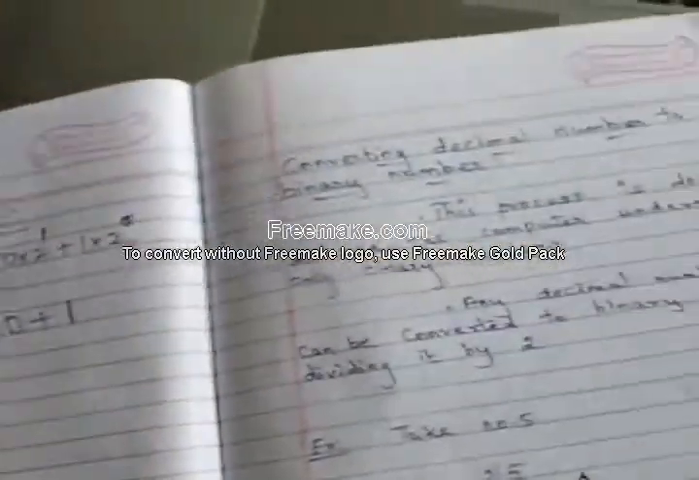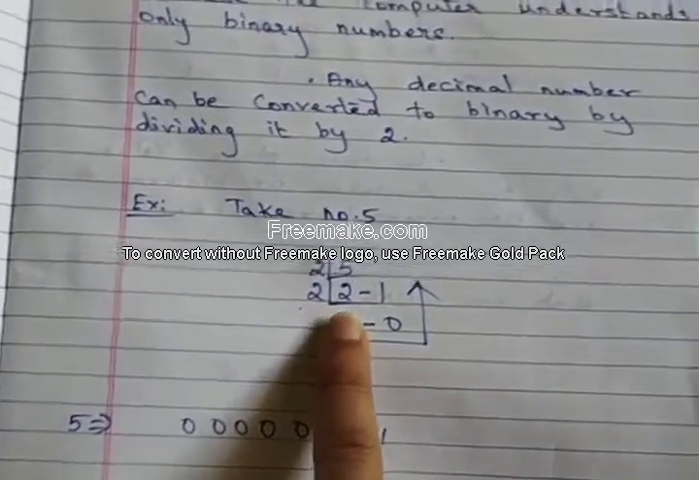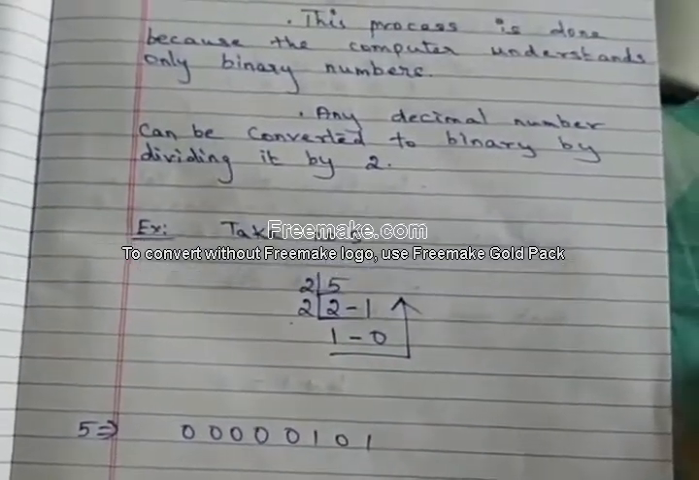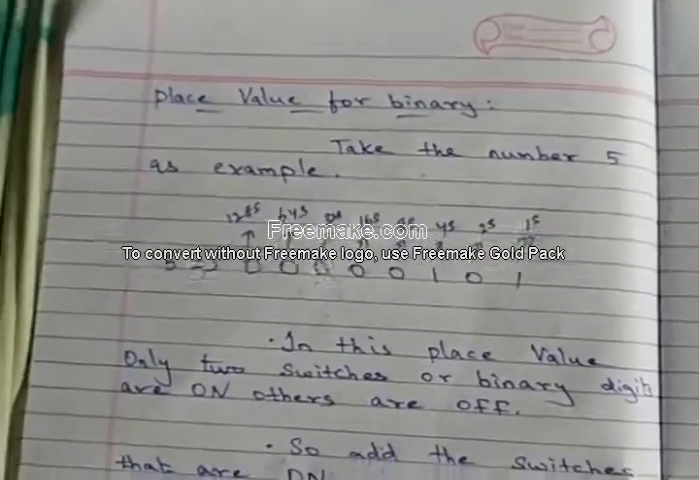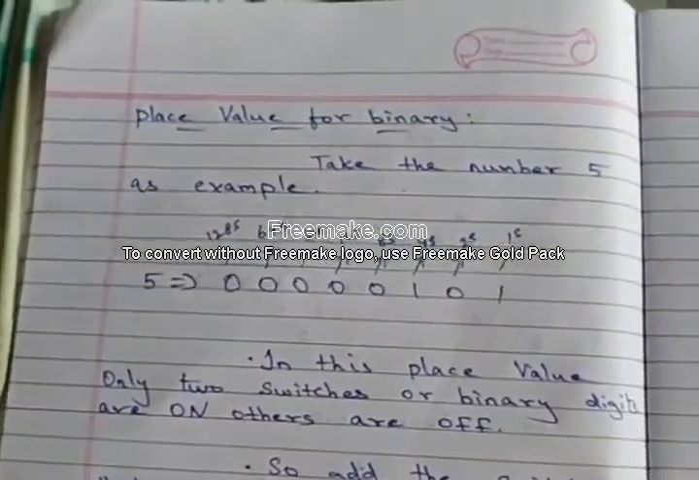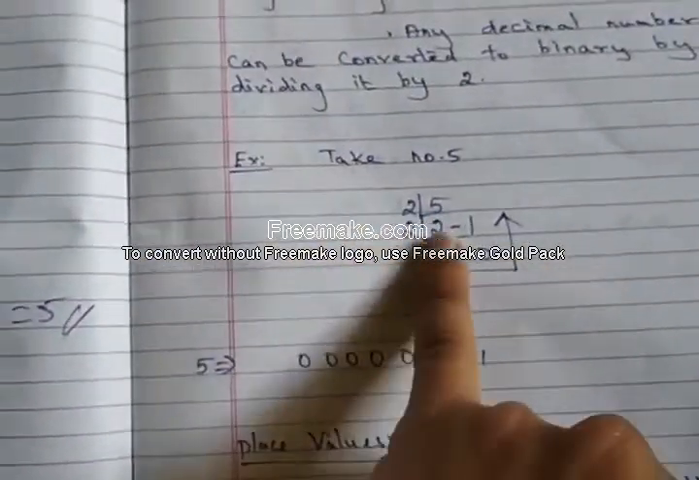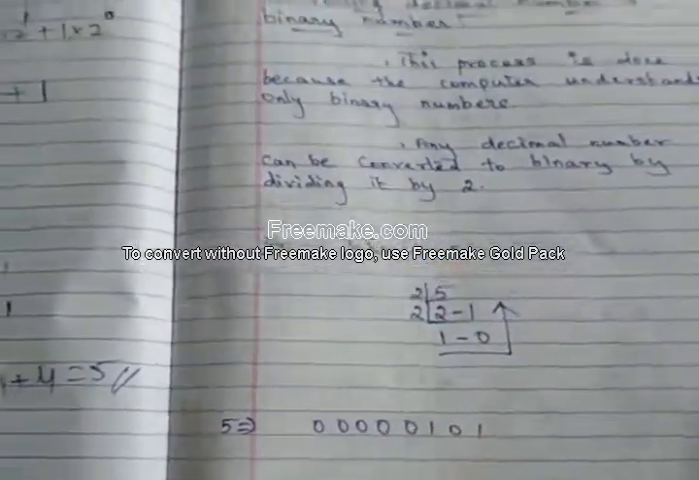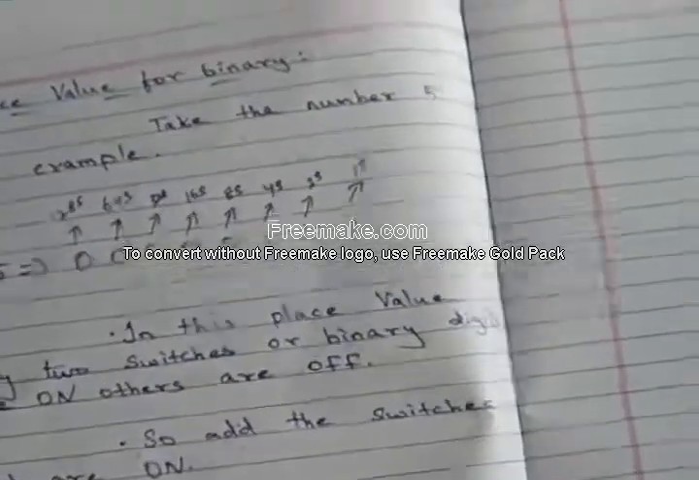So how will the computer convert? By dividing by 2 only. Why have I explained this place value? For your reference, so that you can understand. But the computer converts only using this division by 2. That's it, students. Next we will see about the next concept.